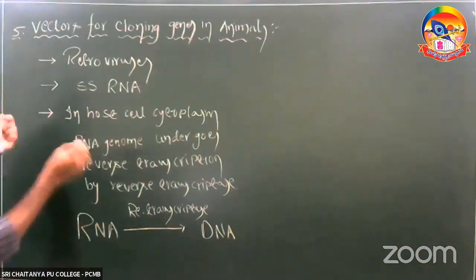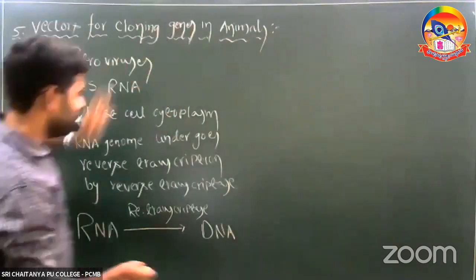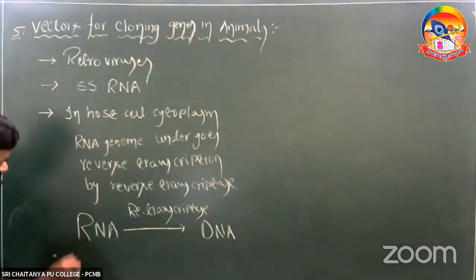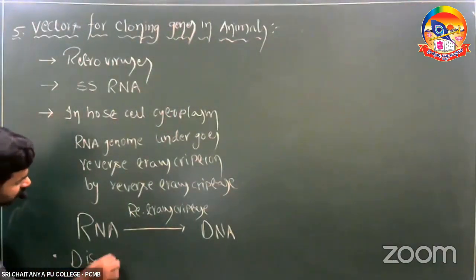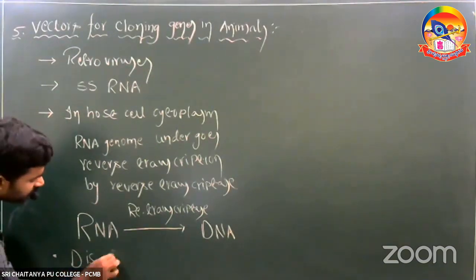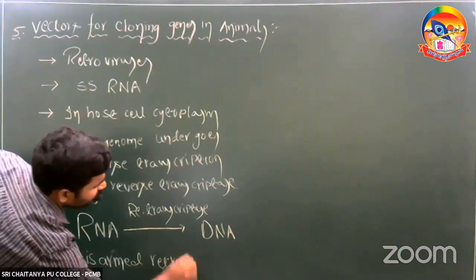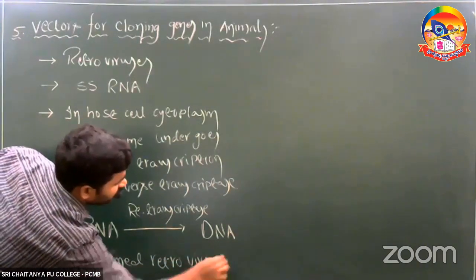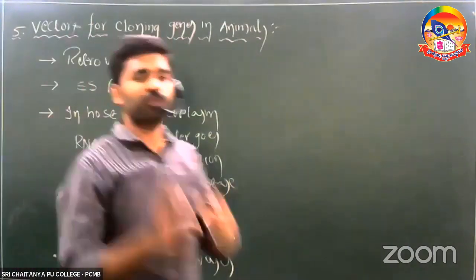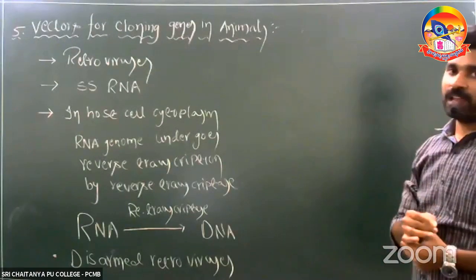And what type of retroviruses are used for cloning genes in animals? Disarmed retroviruses. What are they? Disarmed means not harmful. So disarmed retroviruses are used for amplification of desirable genetic material in animals.